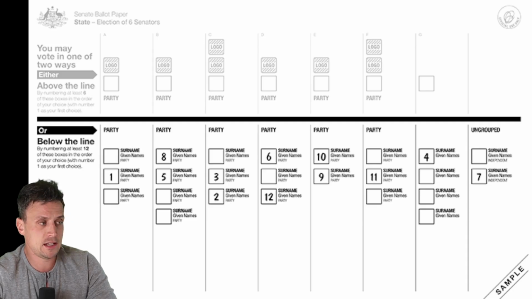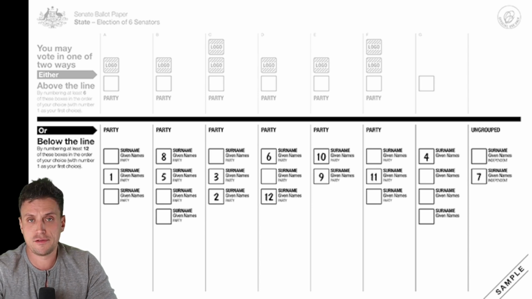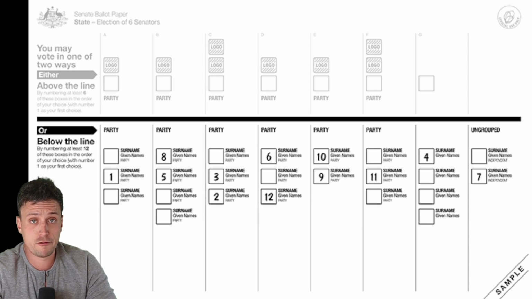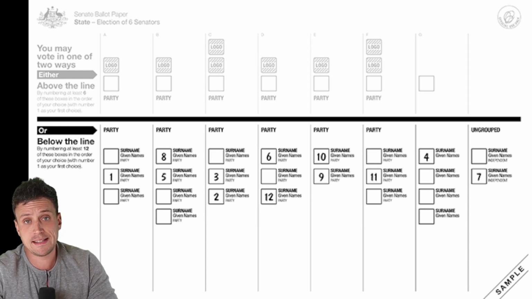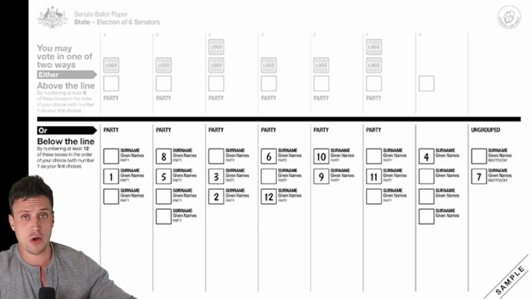Now, the other method is below the line. Now, below the line, you will see featured all the names of all the different candidates, whether they are from a party or if they are independent. Now below the line, the recommendation is that you number a minimum of 12 boxes, although there is a savings provision for 6. But once again, the more boxes you number, the more control you have over your vote.